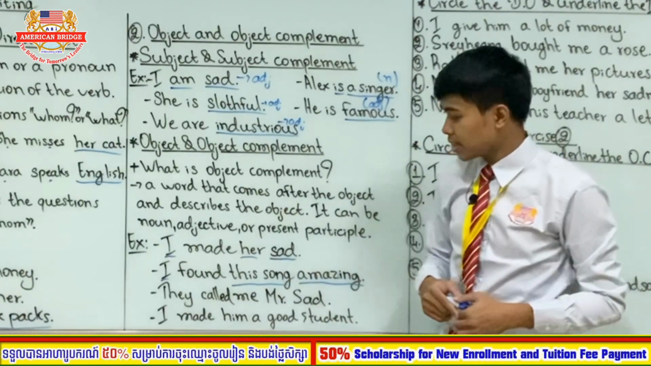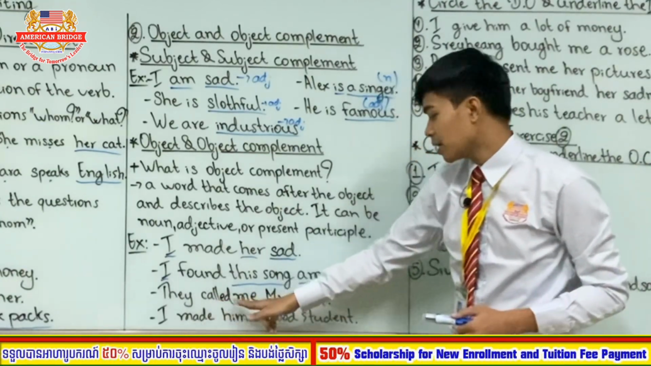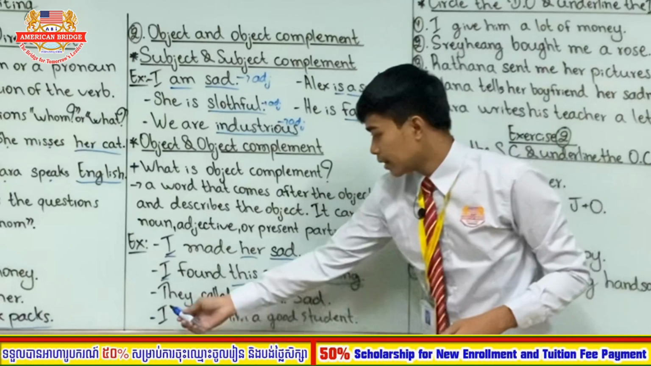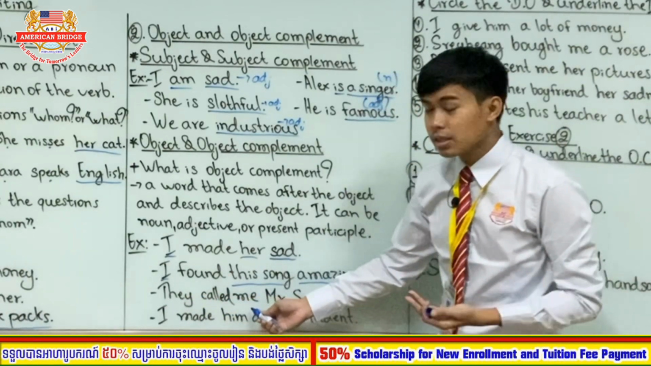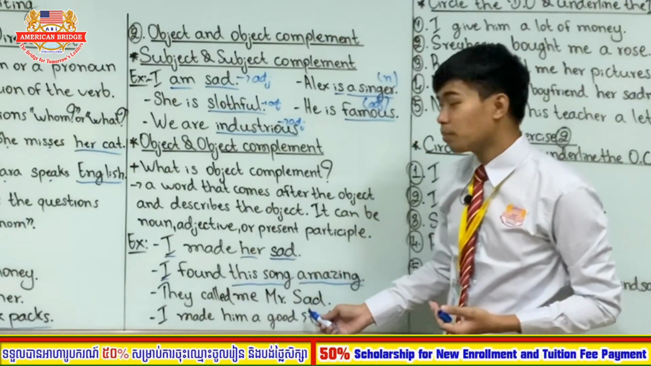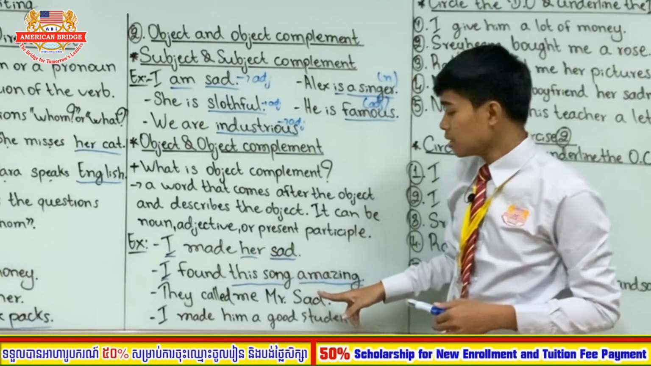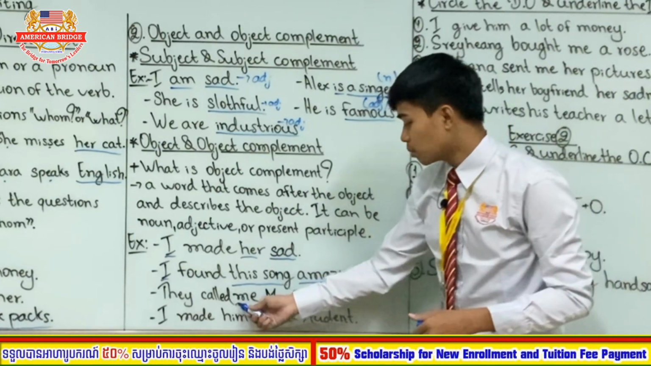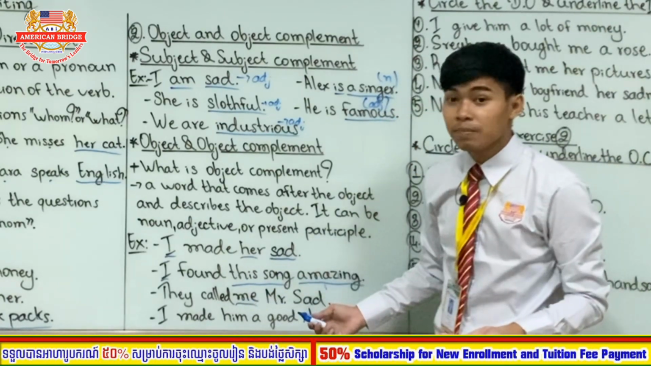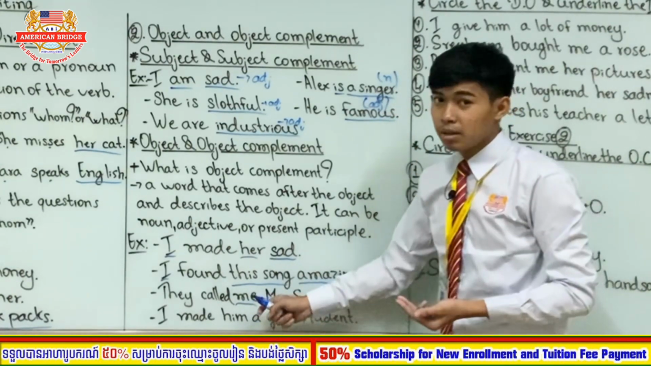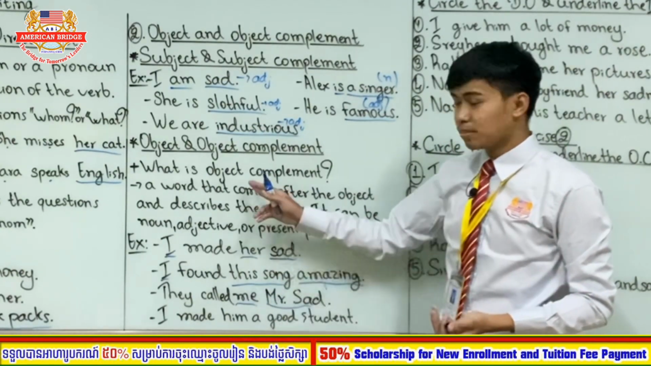Let's go to the third example. They called me Mr. Sad. So there is a subject. Call here is a verb. Me here is an object. And Mr. Sad here is an object complement. So why do I say Mr. Sad here is an object complement? Because it comes after the object me, and it describes the object. They call me what? They call me Mr. Sad. They call me Mr. Ugly. They call me Mr. Funny. Okay, so this is the object complement.